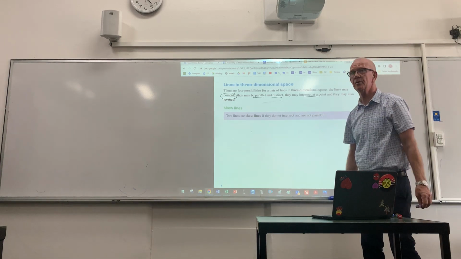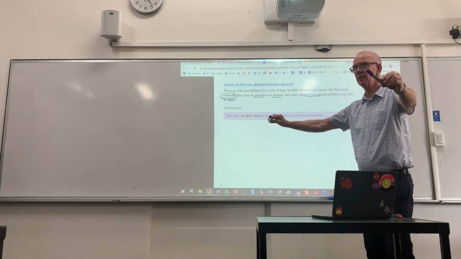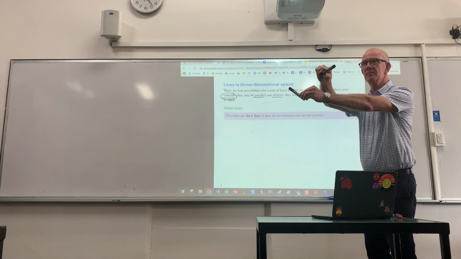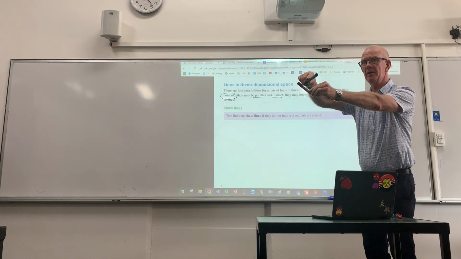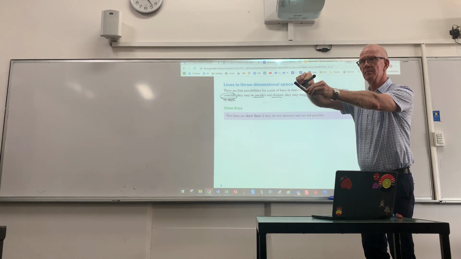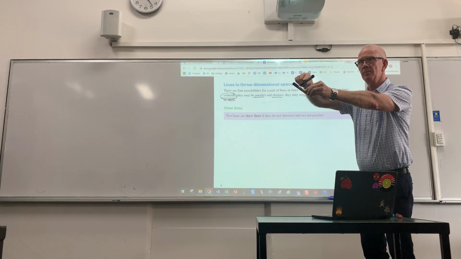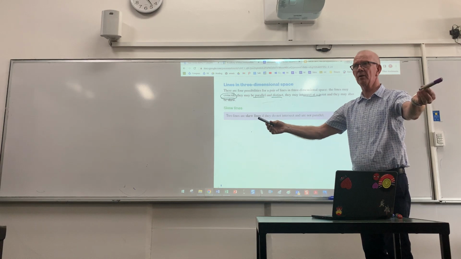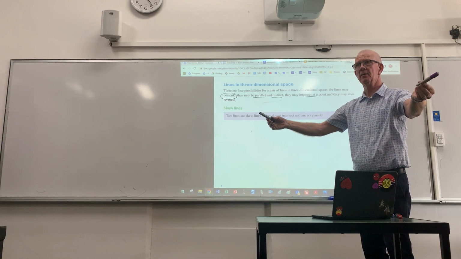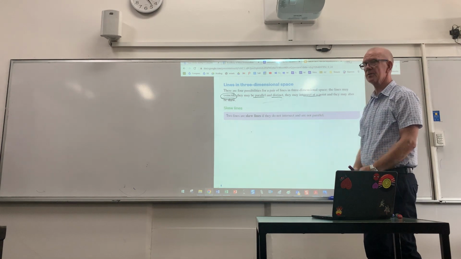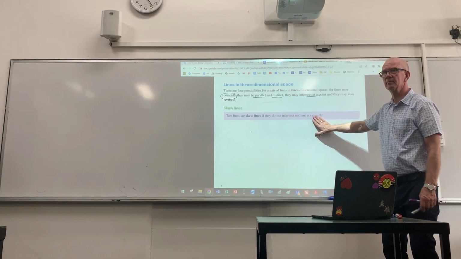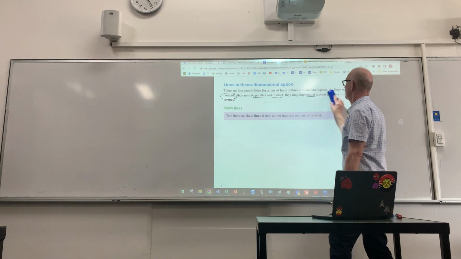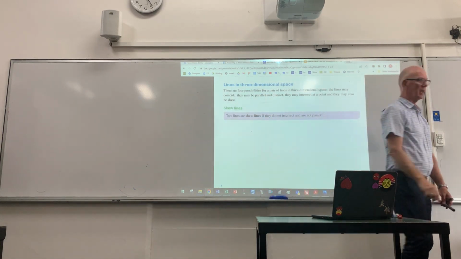Or they might be skewed. They're not parallel, and they never intersect. Not parallel, and they don't intersect. Most lines would be not parallel and not intersect. So there are 4 conditions. For skew, they do not intersect and they're not parallel. That's what the skewed lines are.